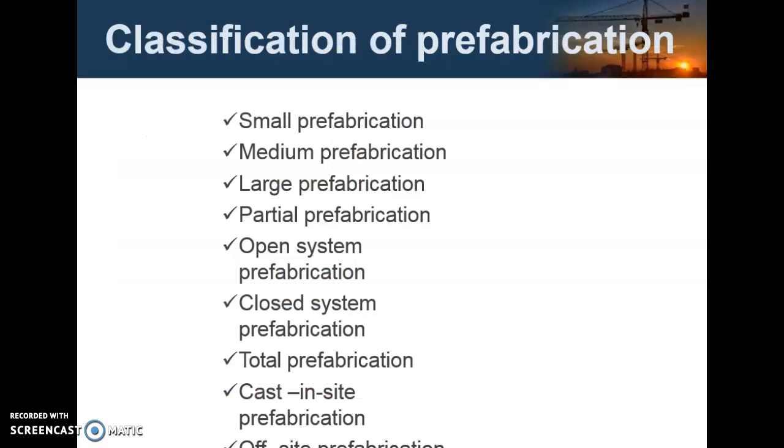Classification of prefabrication. There are several types of prefabrication: small prefabrication, medium prefabrication, large prefabrication, partial prefabrication, open system, closed system, total prefabrication, cast inside prefabrication, and offsite prefabrication.